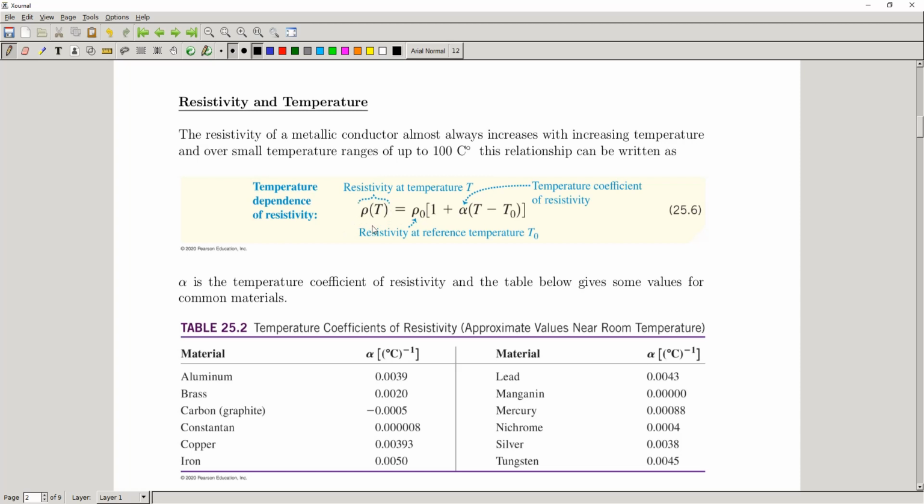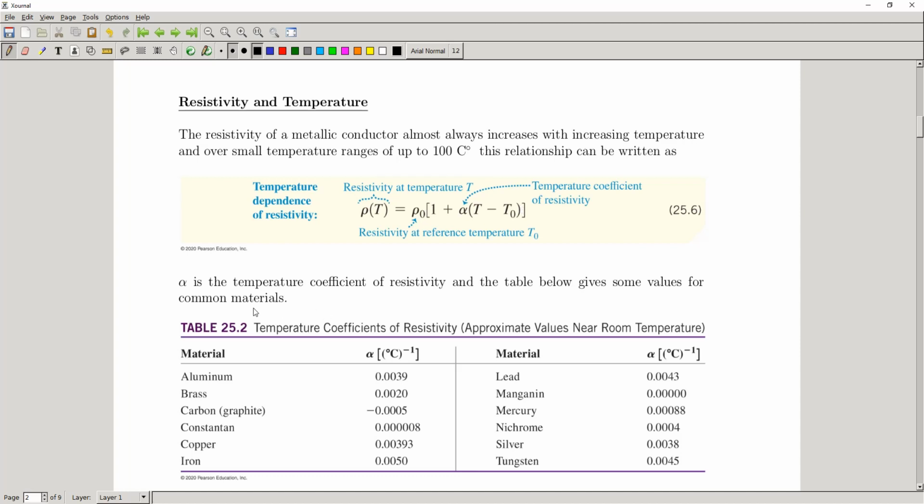This is our resistivity as a function of temperature. Rho naught here is a constant, which is the resistivity at some reference temperature. So we would measure the resistivity at, say, 0 degrees Celsius or 20 degrees Celsius, and then, knowing that, we would know the resistivity at the temperature that we're looking at by applying this equation. You'd have to look up rho naught at some reference temperature, and you'd have the reference temperature here. Then alpha is simply a temperature coefficient that depends on the material we're dealing with.